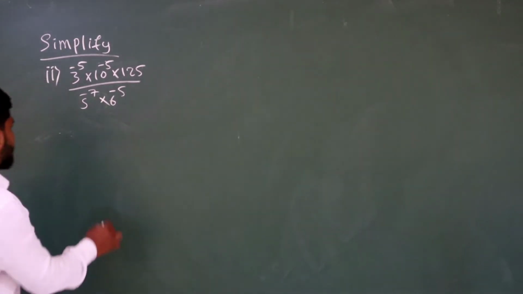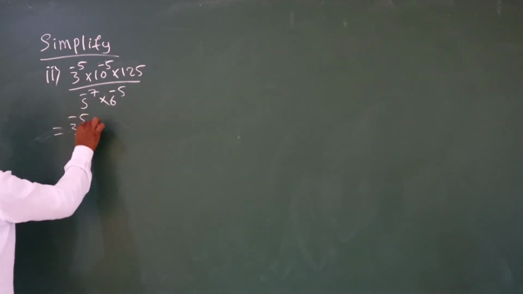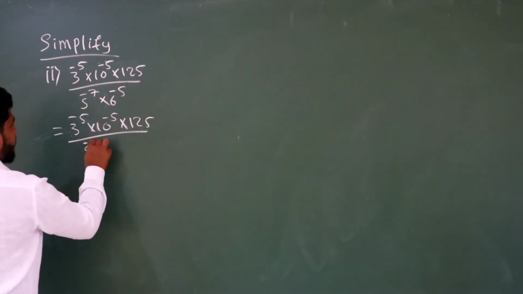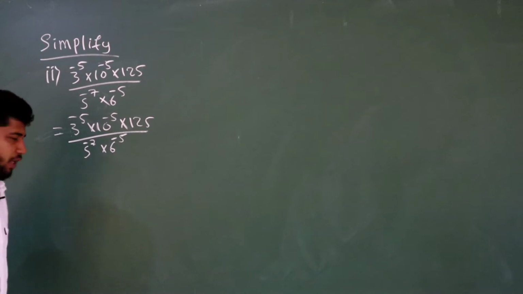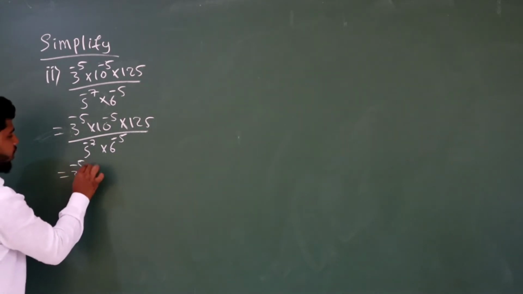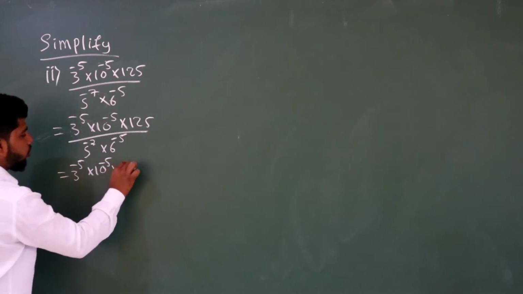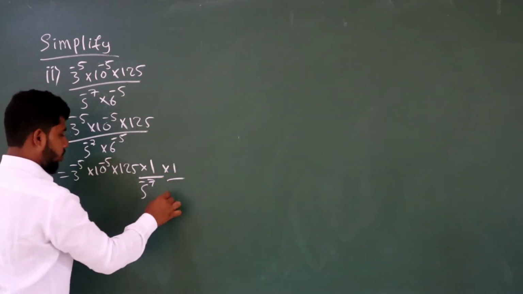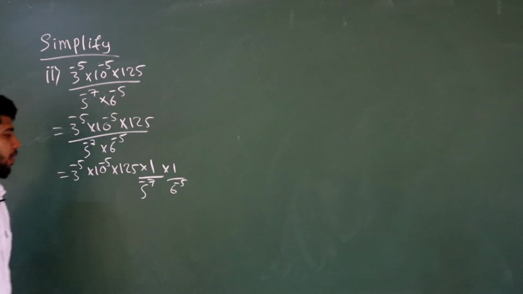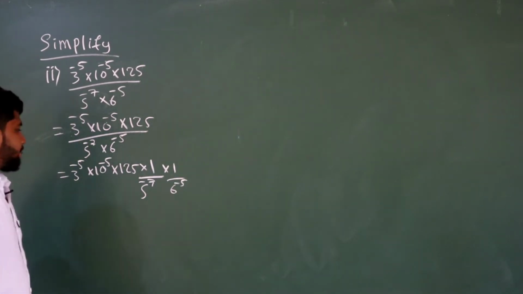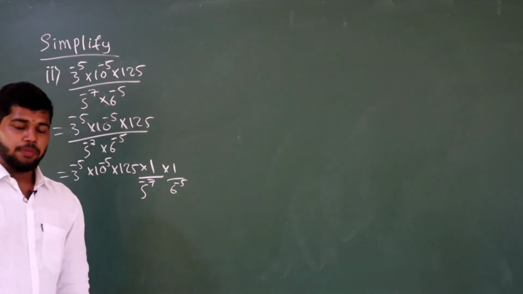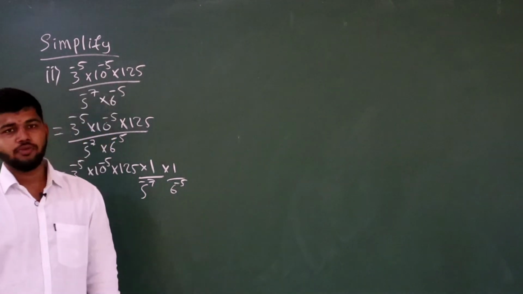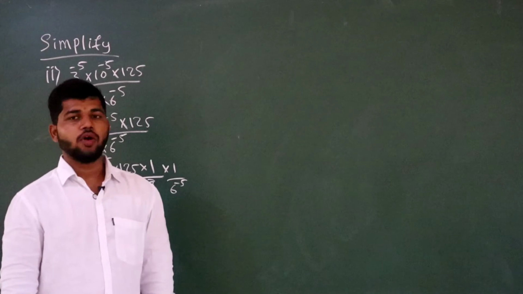Look at the problem here. We can solve 3 power minus 5 into 10 to the power of minus 5 into 125 divided by 5 power minus 7 and 6 power minus 5. Now we can write as 3 power minus 5 into 10 to the power of minus 5 into 125 into 1 by 5 raised to minus 7 into 1 by 6 raised to minus 5. Looking at 1 by 5 raised to minus 7 and 1 by 6 raised to minus 5, we can understand that it is in the form of 1 by a raised to m.